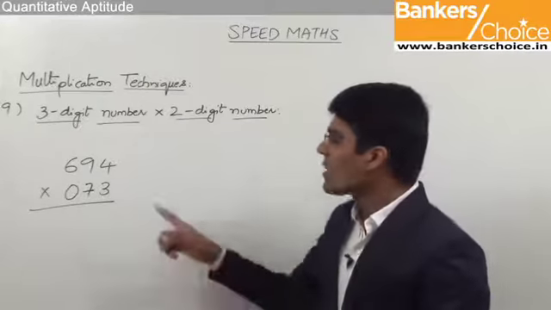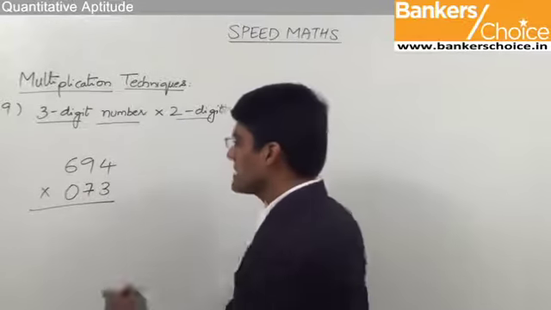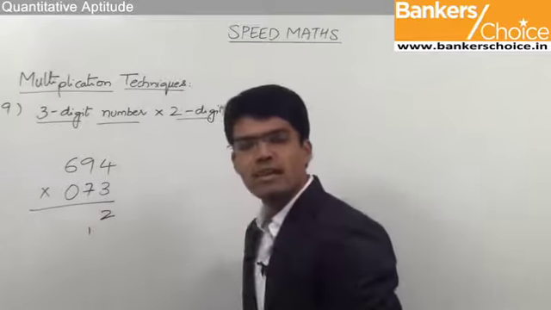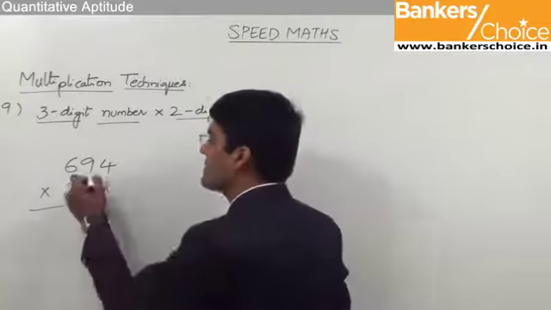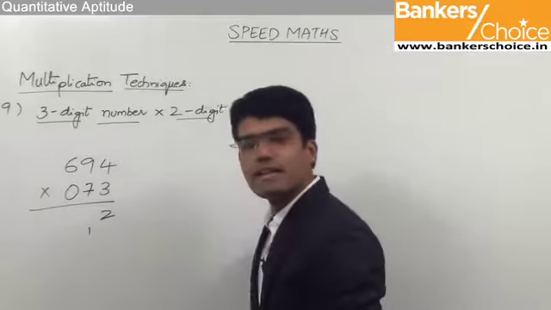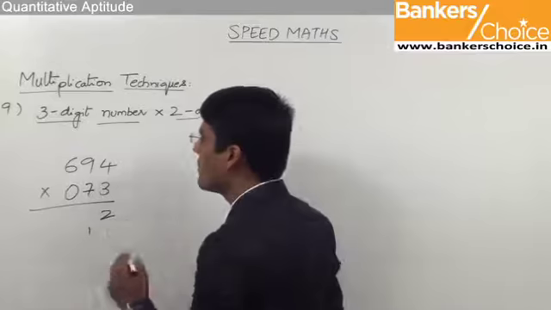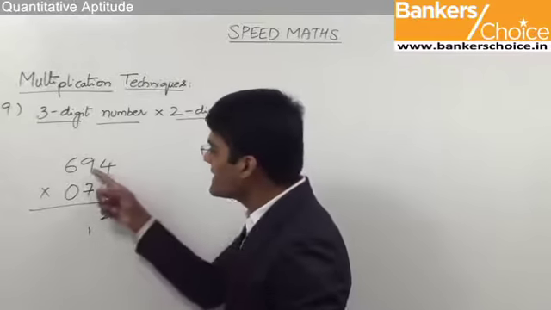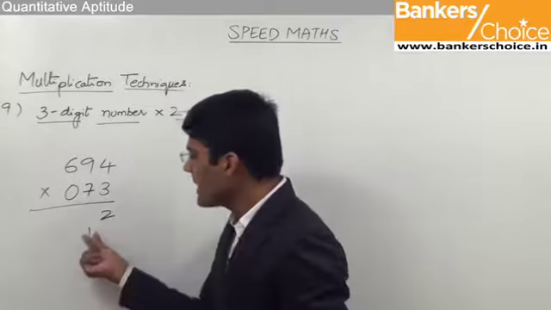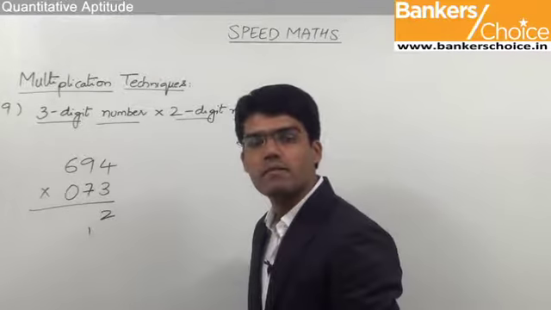So let's see what the answer is for this question. The first step, as we know, is 4 into 3, 12. So 2 is in the answer and 1 gets carried forward. Second step is cross multiplication of units and hundreds places. So 9 into 3 is 27, and 7 into 4 is 28. 27 plus 28 is 55, and 1 is the carry here. 55 plus 1 is 56.